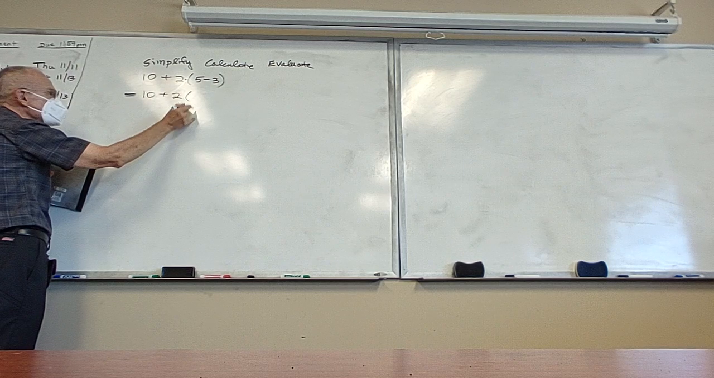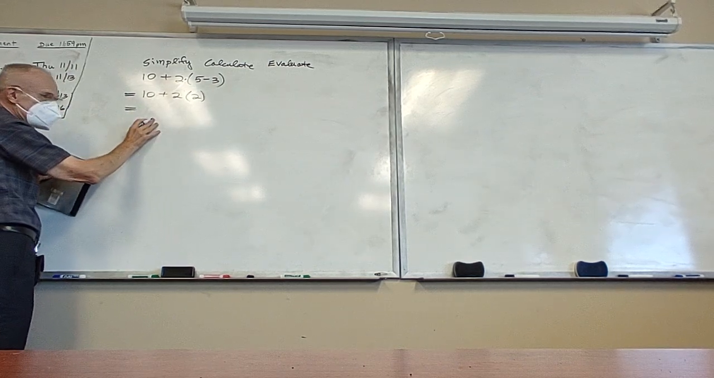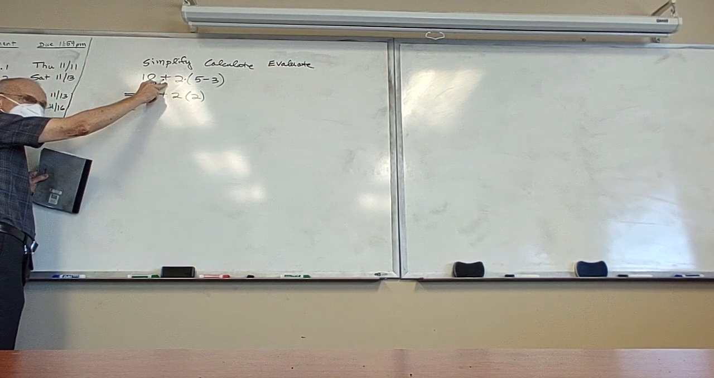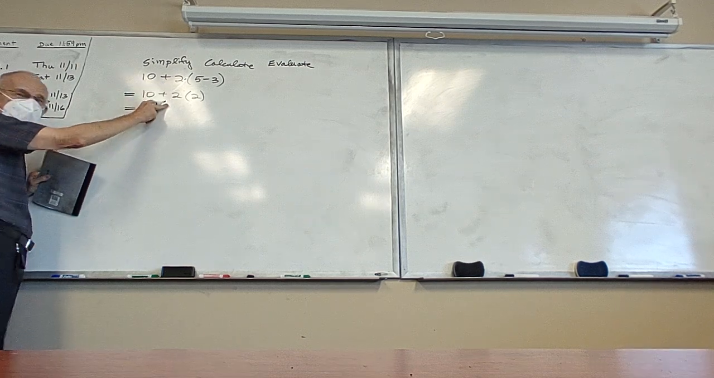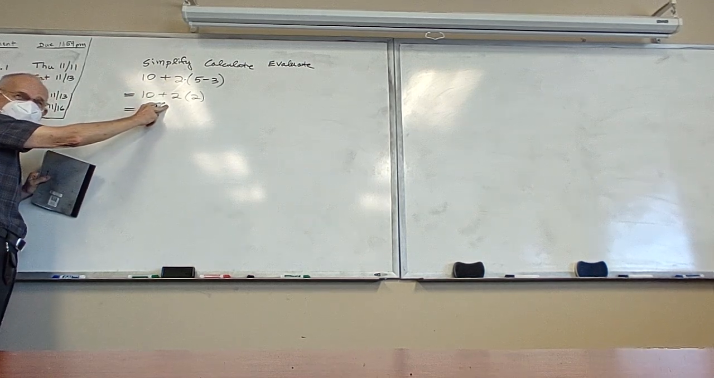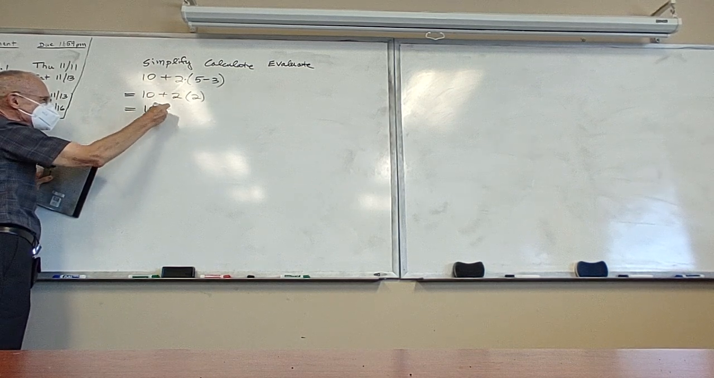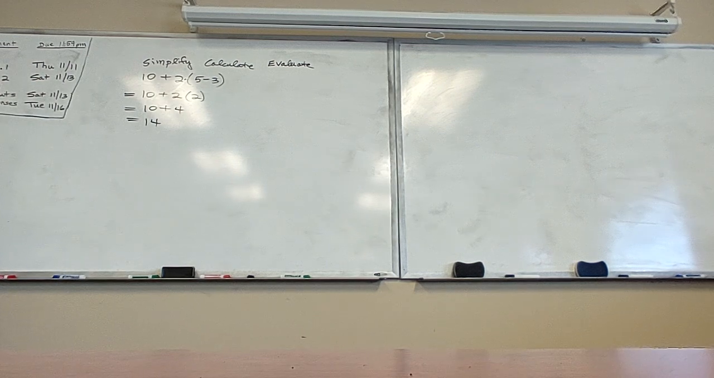So 5 minus 3 is? 2. Now please don't resist the temptation to add the 10 plus 2 at the beginning and feel so proud of yourself, and then do it here. You know? PEMDAS says multiply next. All right.